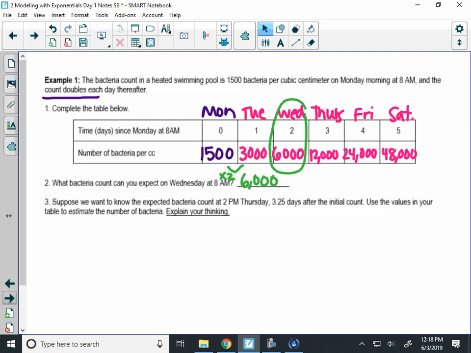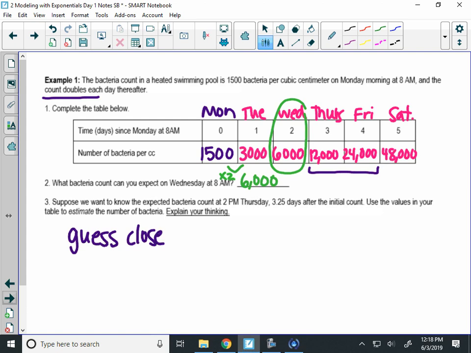So we're going to estimate our values. We know if we get to Thursday, we're going to be somewhere in between 12,000 and 24,000, because Thursday morning is 12,000 and Friday morning is 24,000. So I don't know, I'm going to guess we're going to be close, maybe 15,000 bacteria. It's somewhere in between 12,000 and 24,000. And we're just estimating, it doesn't have to be exact. So if you think it's closer to 16,000 or 14,000, that's fine.